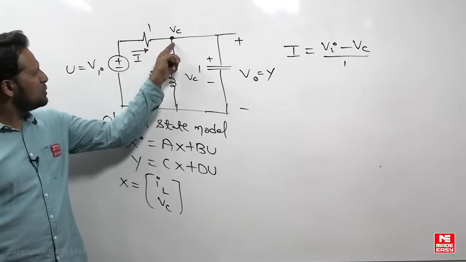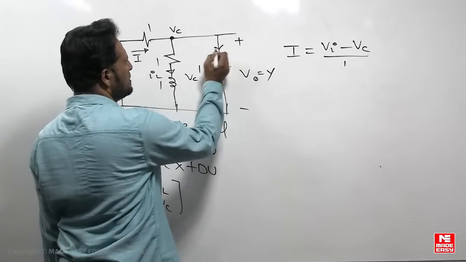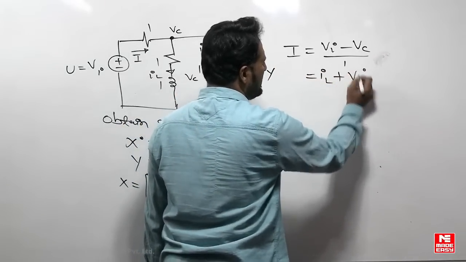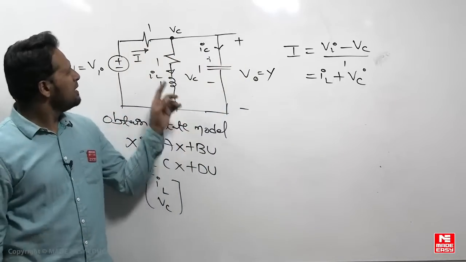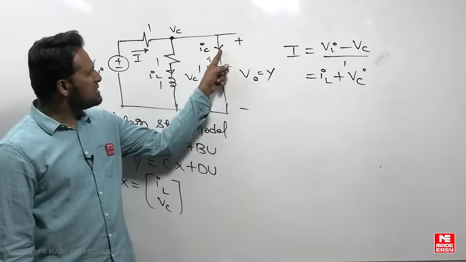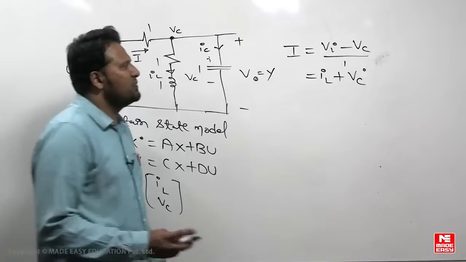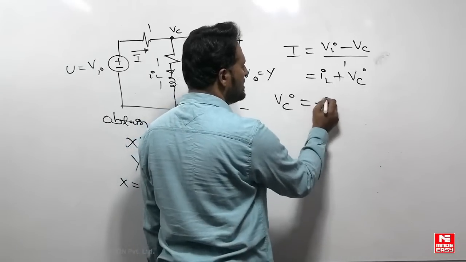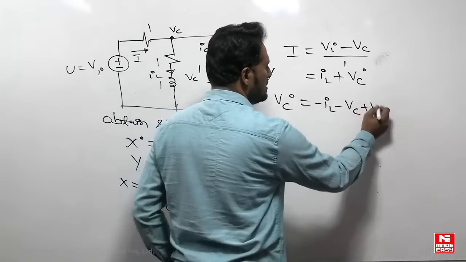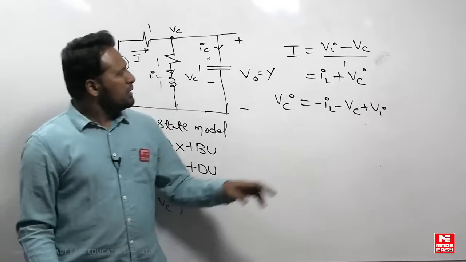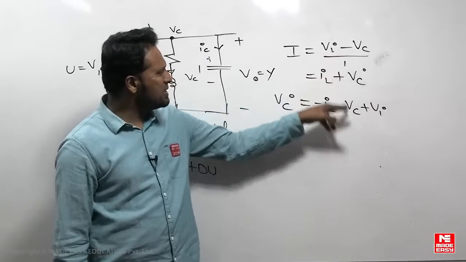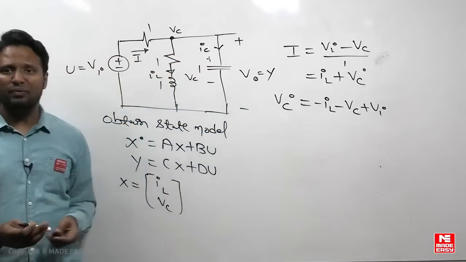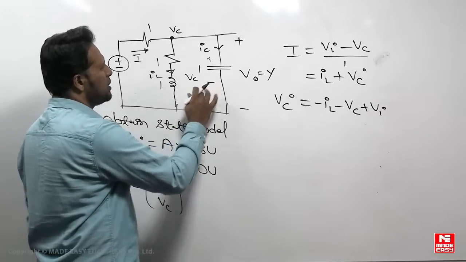But this current I is also IL plus the current in this branch capacitor. So IC. What is IC, you see? It is C dVC by dt. Right? I is IL plus IC. IC is C dVC by dt. I am taking all the element values to be 1. So what is finally the equation? VC dot is equal to minus IL minus VC plus VI. So X dot is equal to AX plus BU. Again, a state equation. This equation is this. That way. Next, for IL dot.